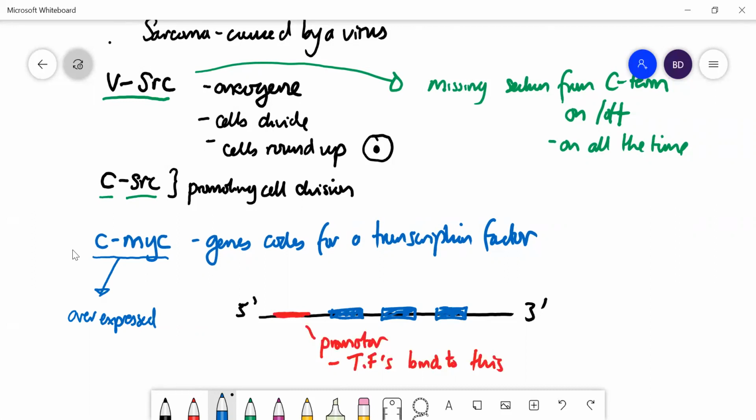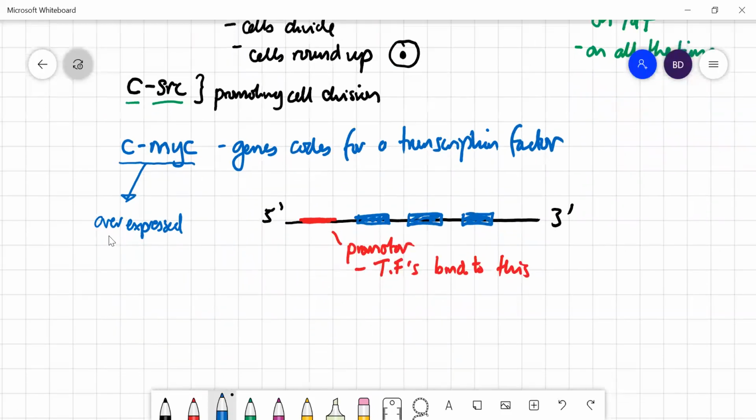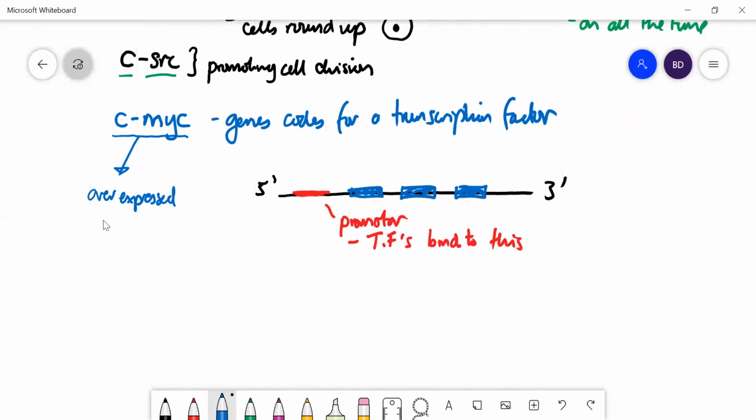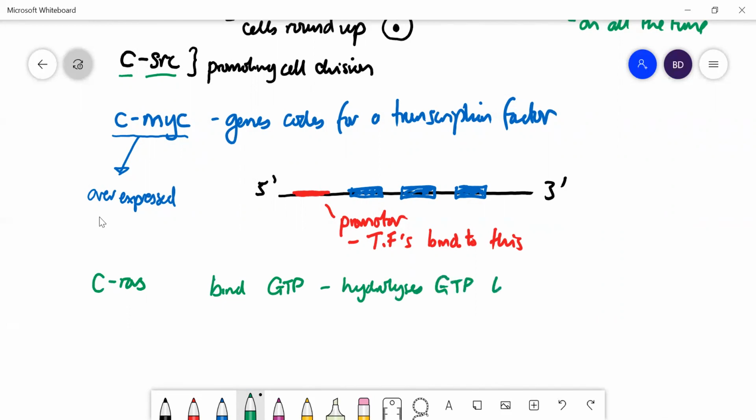One more example. It's another very commonly found one called c-ras. So c-ras, and ras is like Sarc. There is a version of it which is found in a virus, I think. But anyway, c-ras is a normal protein. And it's called a G protein. What it does is it binds GTP and it hydrolyzes GTP to GDP.